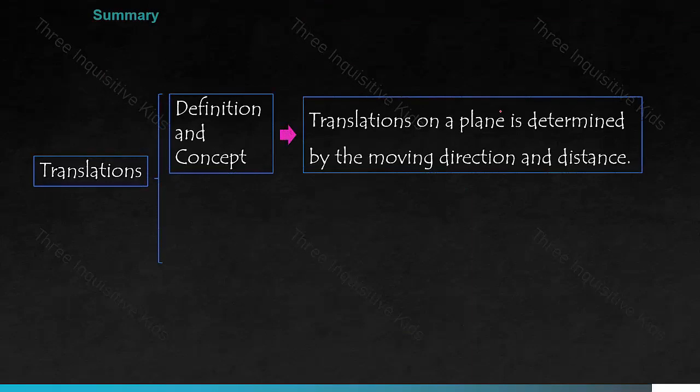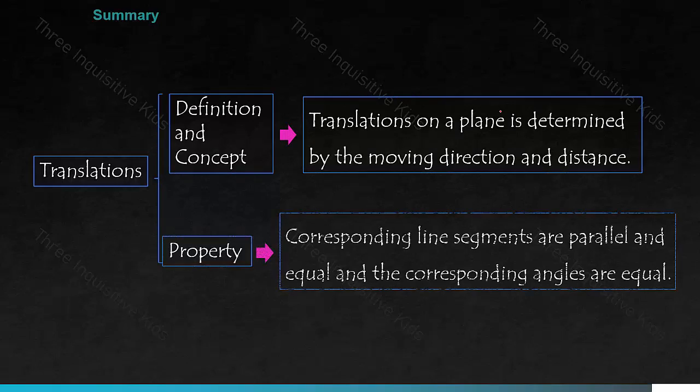Class summary. Today we learned about the introduction to translations. Its definition is, translations on a plane are determined by the moving direction and distance, and corresponding line segments are parallel and equal, and corresponding angles are also equal. The size and shape does not change.